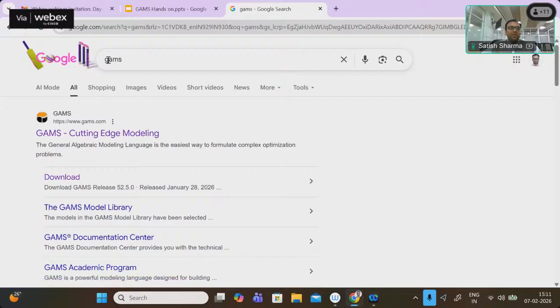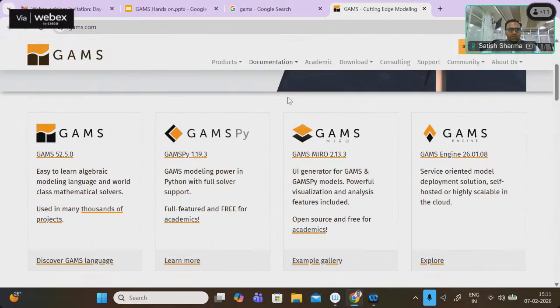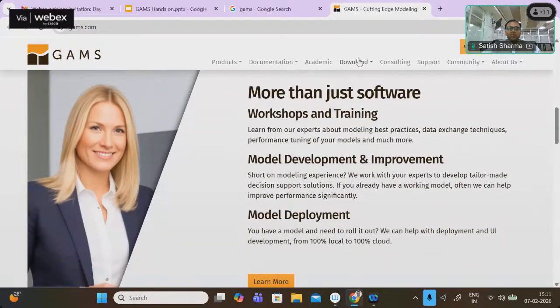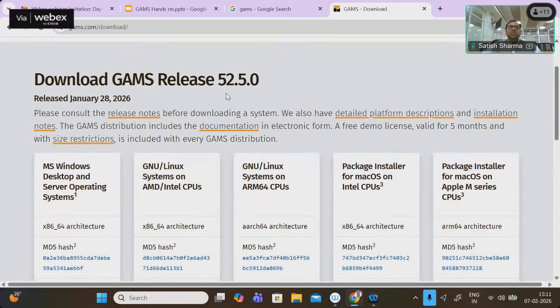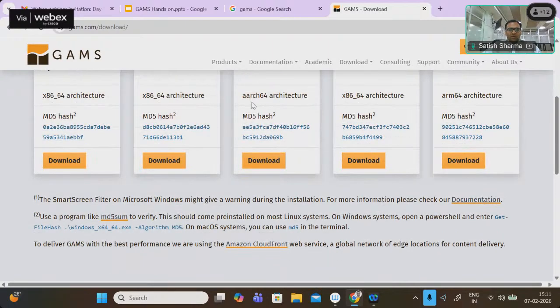So simply type GAMS, and the very first link is from this particular GAMS site, and you can download the different versions from downloads. Latest release was 52.5.0, and the demo version is always available. Okay, so you can download that demo version. It has certain limitations, but still we can use it.